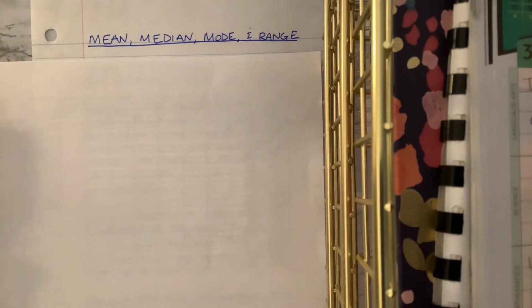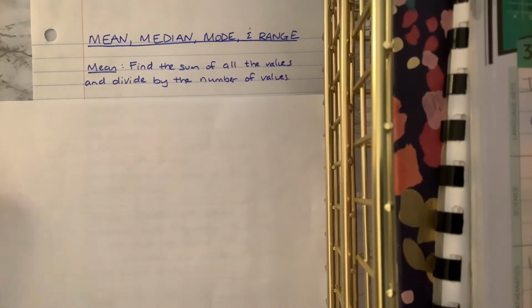Okay. So you want to label your notes mean, median, mode, and range. So start there, pause, and then come on back when you're ready. So for mean, the way to find the mean is that we find the sum of all the values and then divide by the number of values. So again, pause and then come on back.